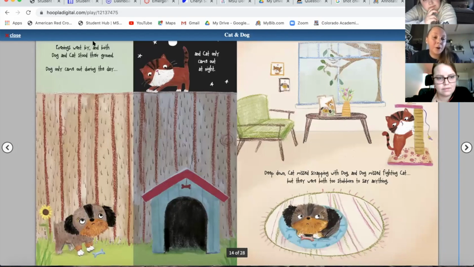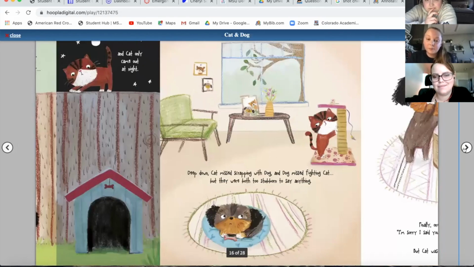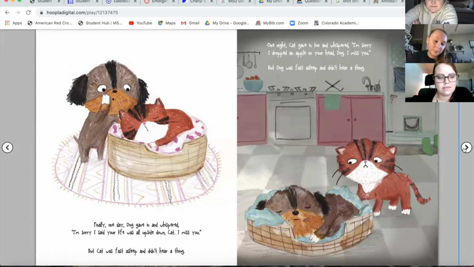Evenings went by and both Dog and Cat stood their ground. Dog only came out during the day and Cat only came out during the night. Deep down, Cat missed scrapping with Dog and Dog missed fighting with Cat, but they were both too stubborn to say anything. Finally, one day, Dog gave in and whispered, "I'm sorry I said your life was all upside down, Cat. I miss you." But Cat was fast asleep and didn't hear a thing. One night, Cat gave in too and whispered, "I'm sorry I dropped an apple on your head, Dog. I miss you." But Dog was fast asleep and didn't hear a thing.